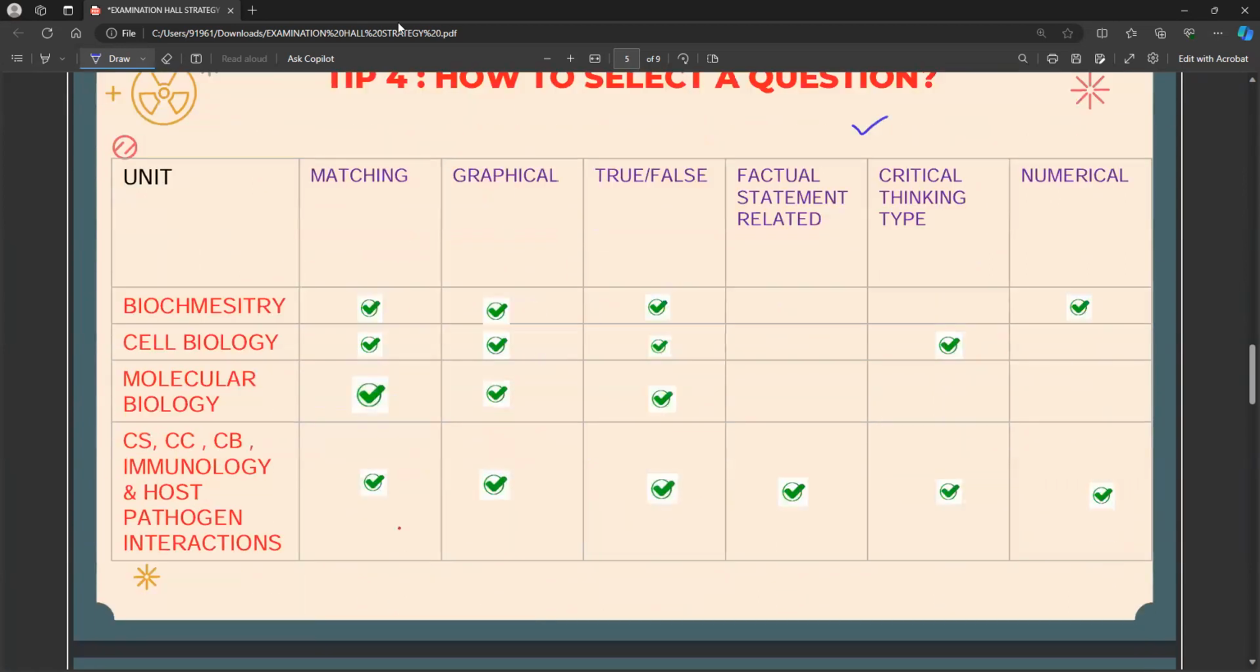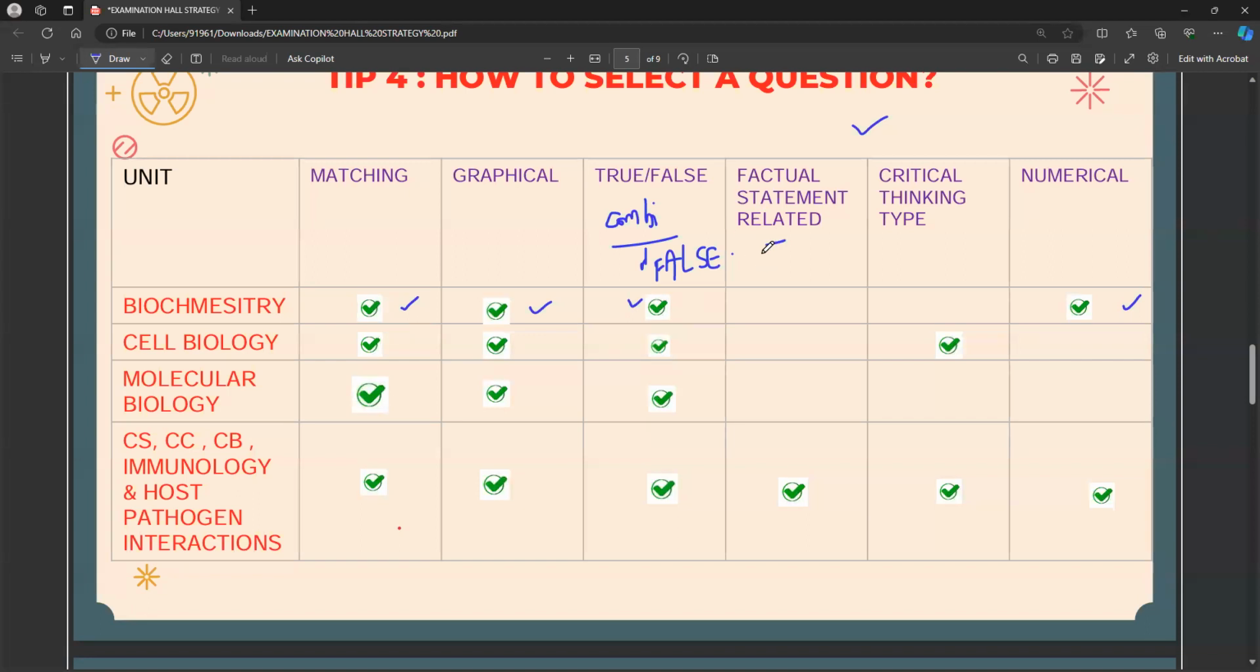So now, according to the last 12 papers, this is what I observed very clearly. In biochemistry, we are getting matching, graphical, true or false, and numerical. These are the 4 very common ways that we expect the questions. There is no doubt that in true or false, they will ask a combination of statements. And in biochemistry especially, in the combination they are asking false statements all the time: which combination of the statements are false?